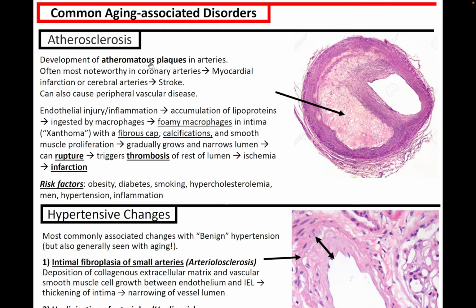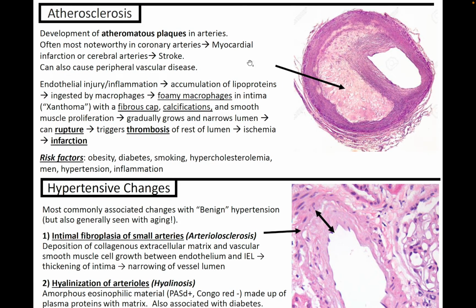So our next category is common aging-associated disorders. First up, we have atherosclerosis. This is such an important topic, this whole category. Atherosclerosis is the development of atheromatous plaques in arteries.